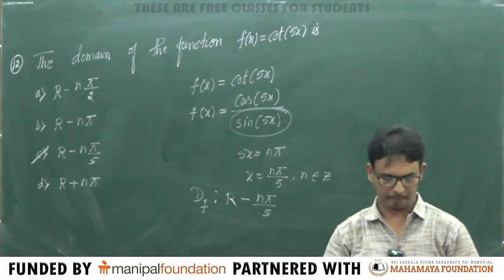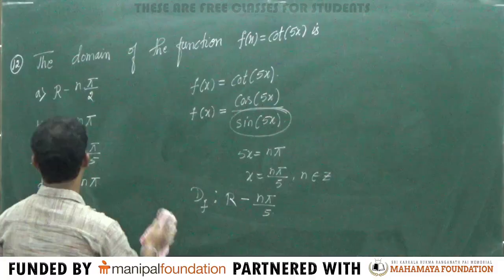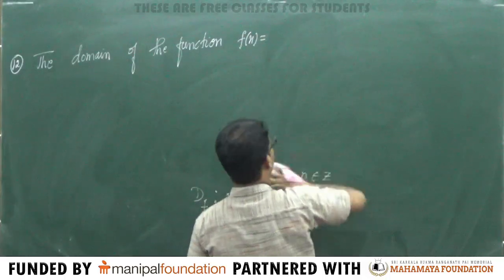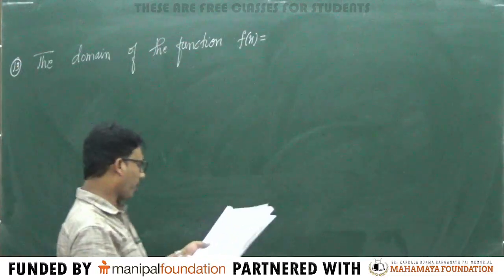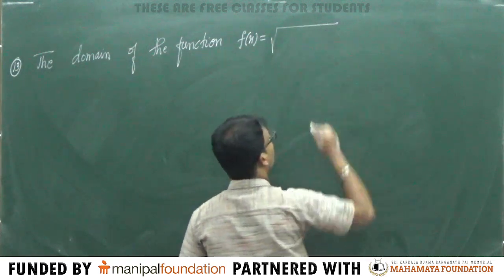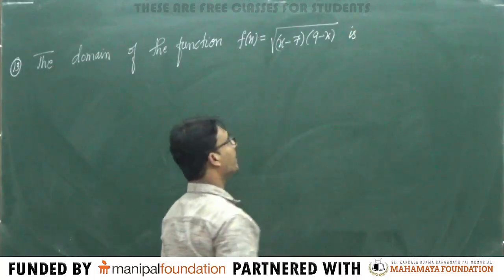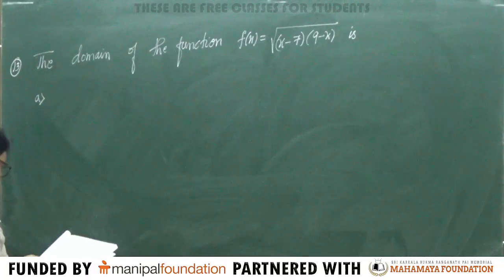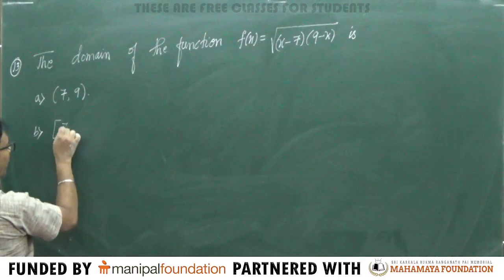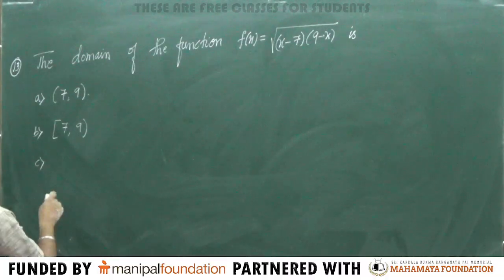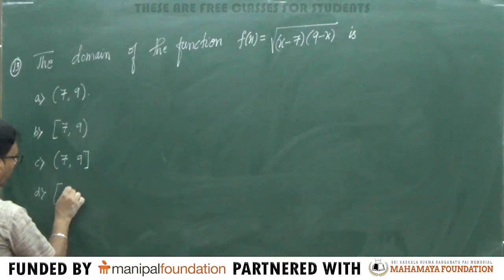Next question. The domain of the function f of x is equal to square root of (x minus 7) into (9 minus x) is: option A, open interval 7 comma 9; option B, closed open interval 7 comma 9; option C, open closed interval 7 comma 9; option D, closed interval 7 comma 9.